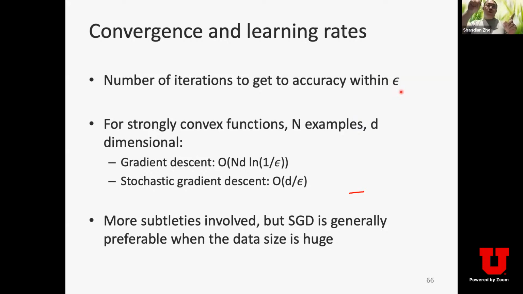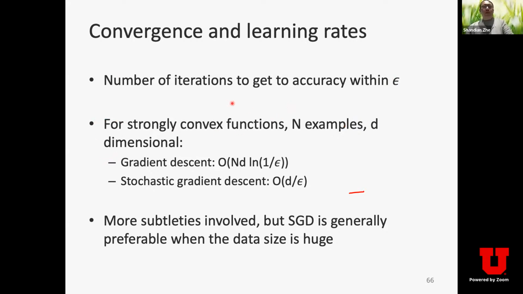my optimized model parameters, and this is truly optimum. I want the distance between my optimized parameters and the true minimum to be less than epsilon. Then a question is how many iterations do we need to update our model parameters to reach within epsilon distance to the ground truth, right?